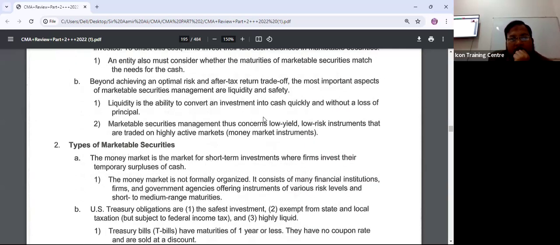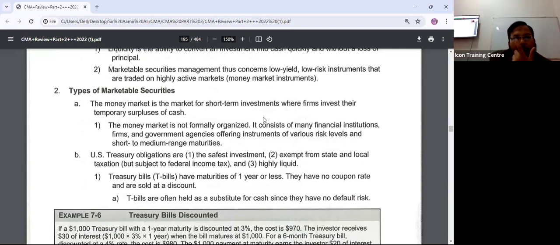So the types of marketable securities are provided there. The money market is the market for short-term investment where firms invest their temporary surplus of cash. The money market is not formally organized. It consists of many financial institutions, firms, and government agencies offering instruments of various risk levels and short to medium-range maturities. US Treasury obligations are the safest investment, exempt from state and local taxation. Number three, high liquidity, right?